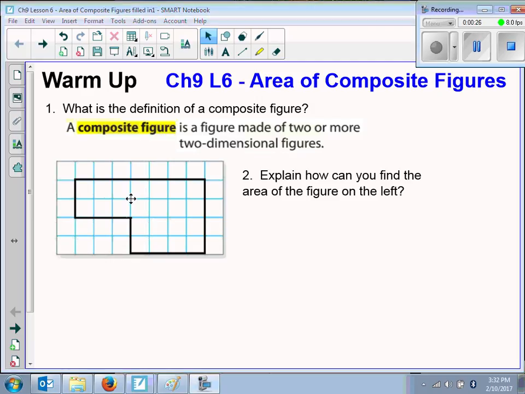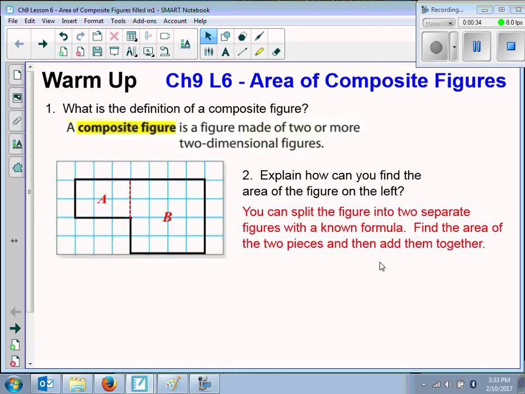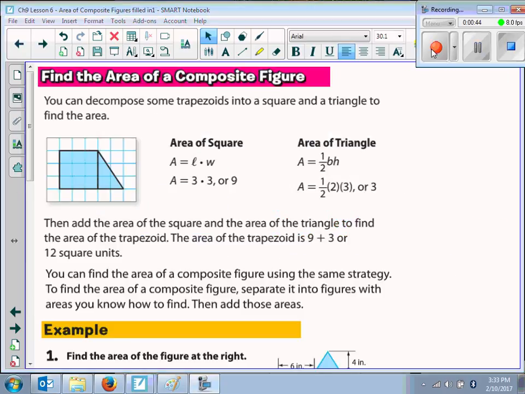So, just like you said, we will separate them into different pieces, and once you separate them into pieces of which you know the formula, then you find the area of them and then you add them together. So we are going to find the area of a composite figure. You can decompose some trapezoids into a square and a triangle to find the area.